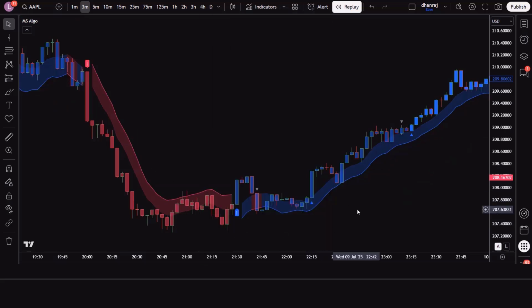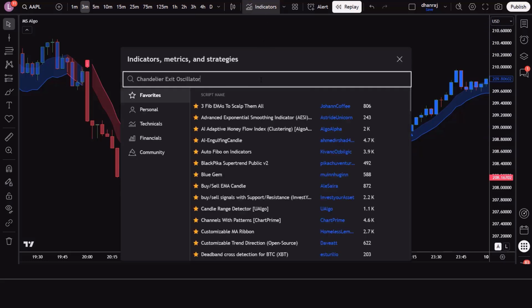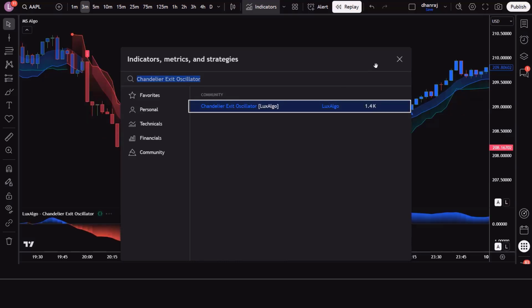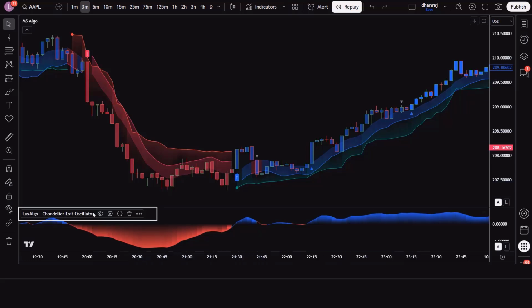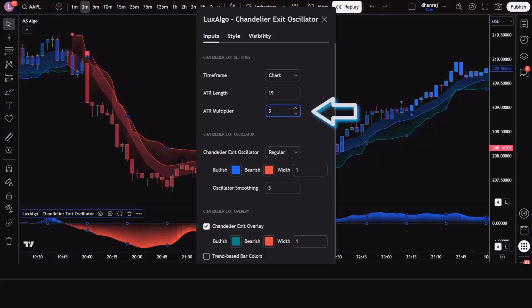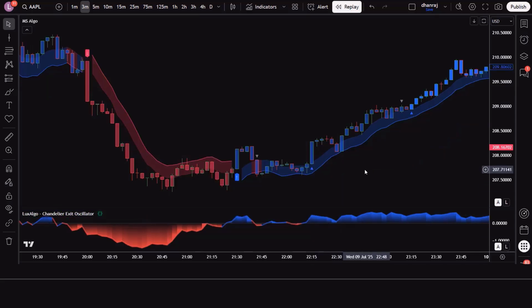After that we have to apply another indicator on the chart. We will search chandelier exit oscillator in the search box of TradingView. After that we have to click on the chandelier exit oscillator option, in which we have to change some settings. We have to change this ATR length option from 22 to 19. We have to change this ATR multiplier option from 3 to 5. We have to change this width option from 1 to 3. We have to change this oscillator smoothing option from 3 to 1. We have to keep this option hidden. Now our setup is ready.